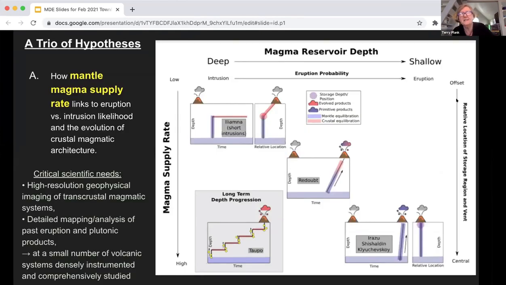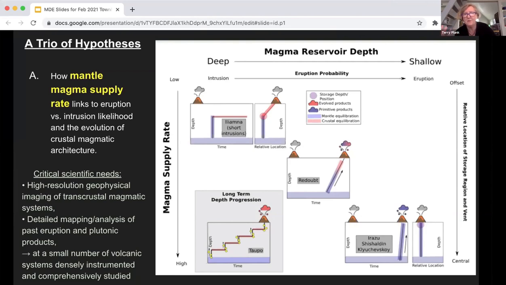So the first is about how mantle magma supply rate links to eruption, intrusion, and their likelihood in the evolution of the crustal magmatic architecture. So yes, magma supply rate is the focus here. In a way, it's the holy grail. It's something we actually don't have great constraints on, but we know it sets in motion much of what follows: the residence time of magma, the storage depth, its evolution, its staging. But it's something we just don't have great constraints on.